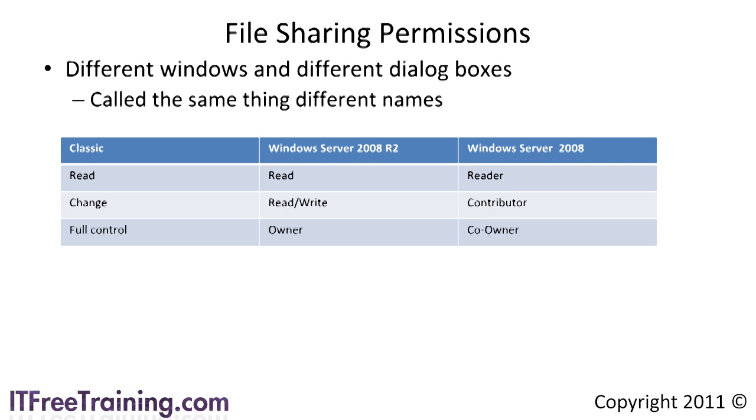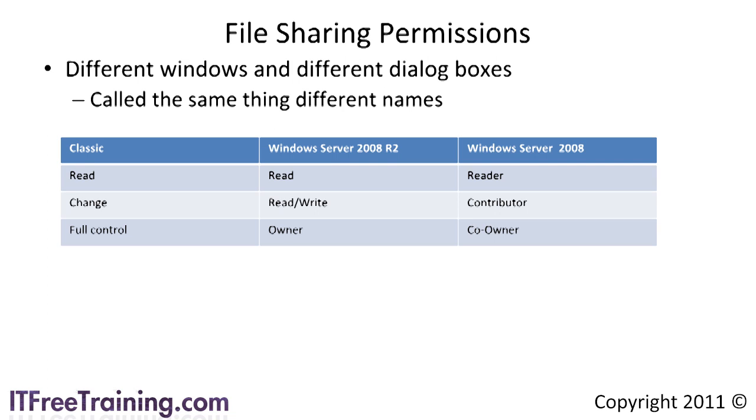The read permission essentially means you only have read access to the shared folder. The change permission means you can read and write to files and folders on the share. Full control means you can read and write as well as change permissions and take ownership of files.